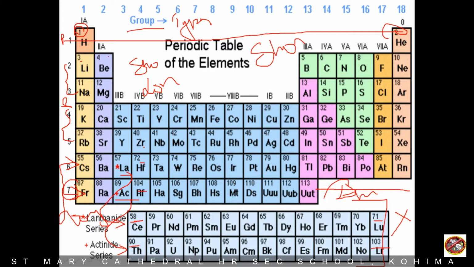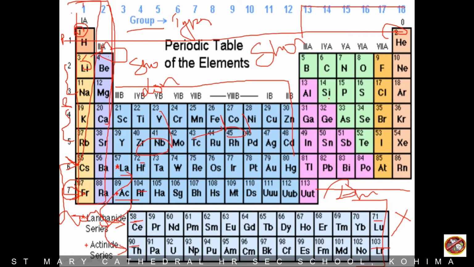Now another thing you have to know is about groups. See this one, group 1 is this column, group 2 is this column. Now columns 1 and 2 are called the S block, for us to understand. From group 3 to 12 you will call them the D block. And from group 13 to 18 will be called your P block. Now lastly this block will be called your F block.